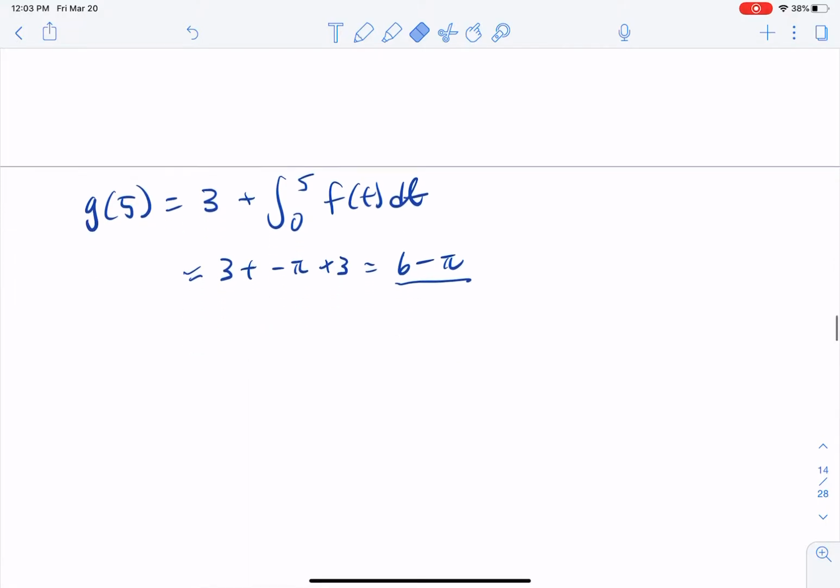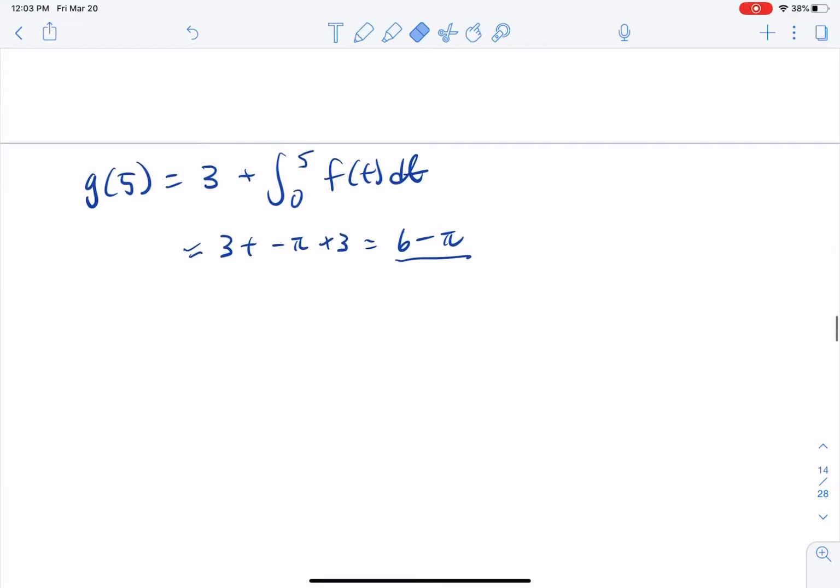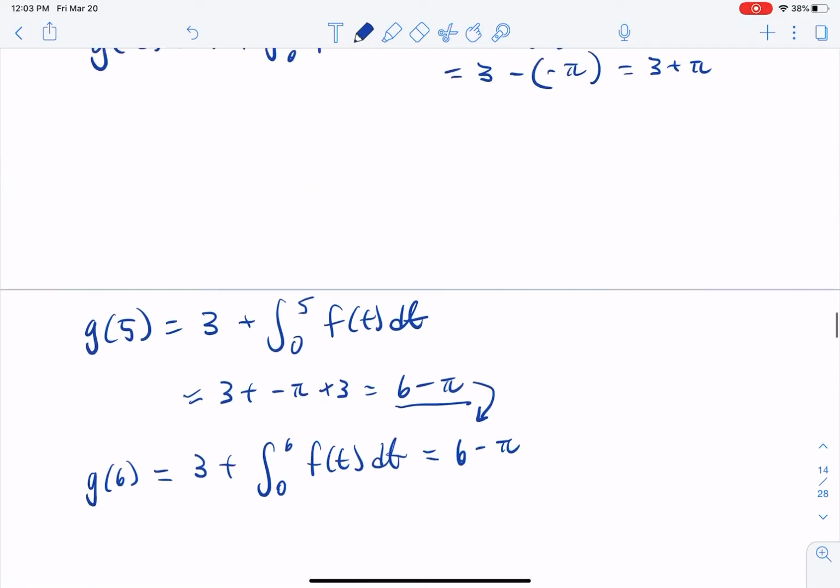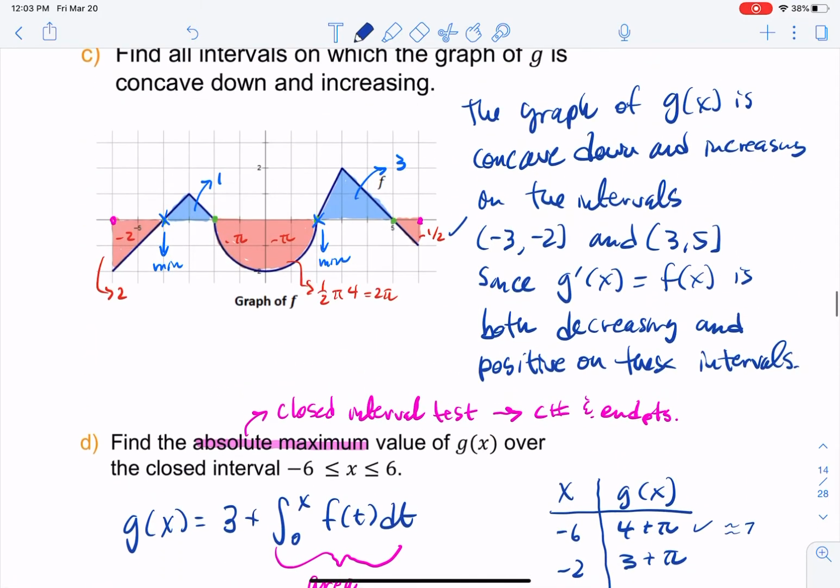So let me just go ahead and finish for us here. We've got one more of these things to do. We got g of 6 is equal to 3 plus the definite integral from 0 to 6 of f of t dt. Okay, and then what I can do is just bring this previous total down because that went from 0 to 5. We just need to go one more unit. So 6 minus pi. We just had to add or subtract one little extra bit in, and it is this negative 1/2 from 5 to 6 there.